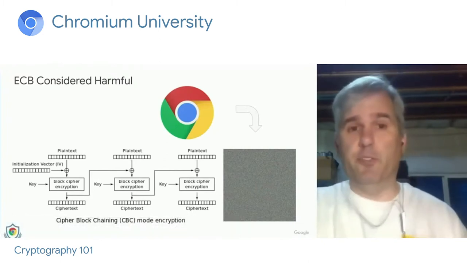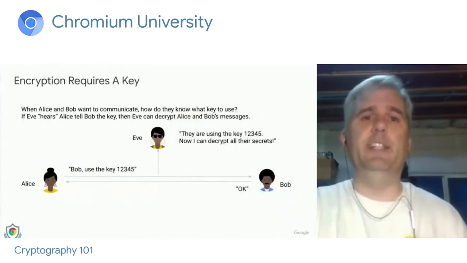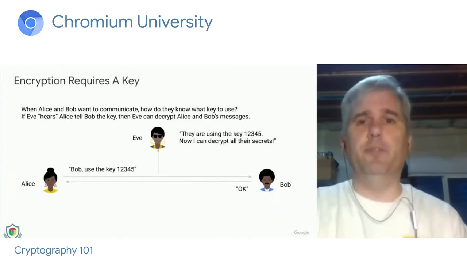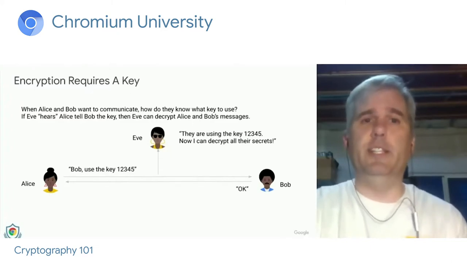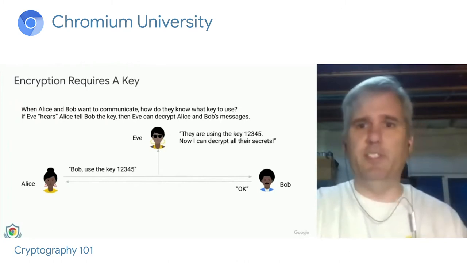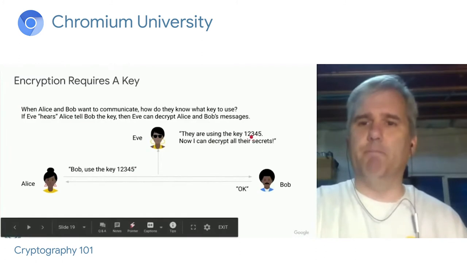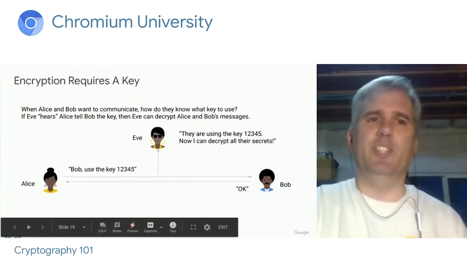So stream ciphers, block ciphers, we need a key. And until we're using an encrypted channel, everything that we say to each other can be seen by Eve as well. So we need to agree on a key. But Eve can see everything. So we say, hey, I'm going to use this key. And Eve's like, that's awesome. I love that. I've got your key.